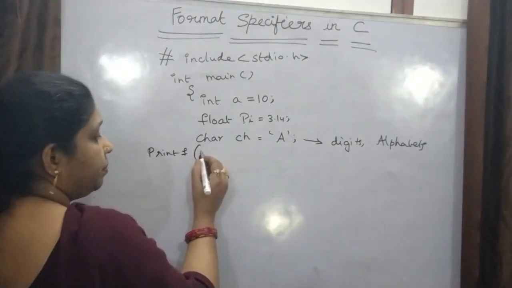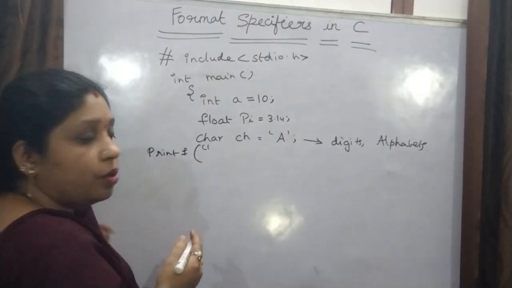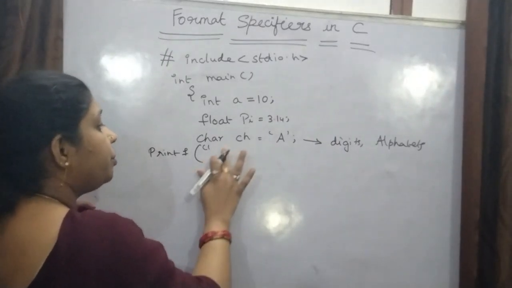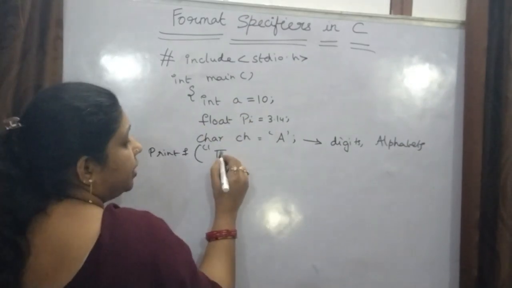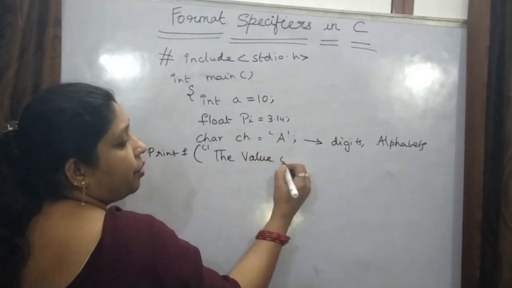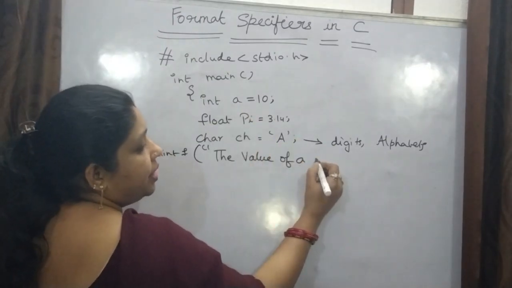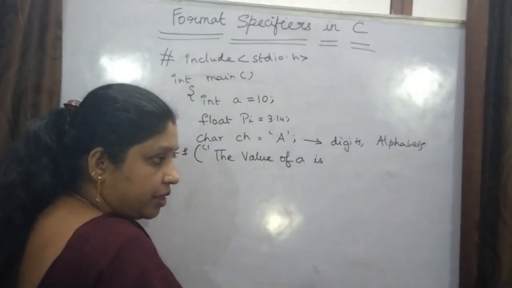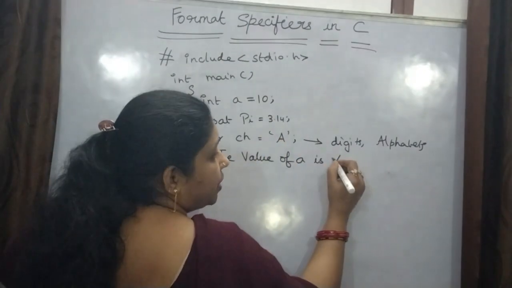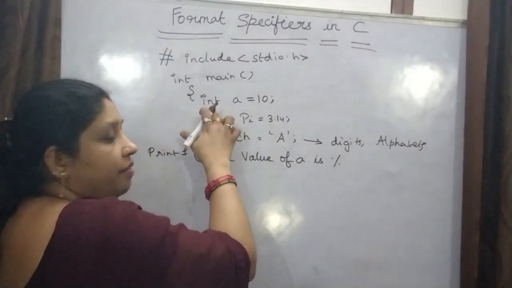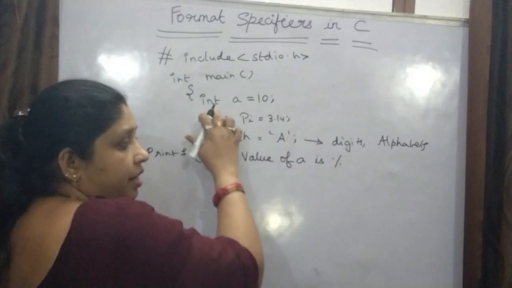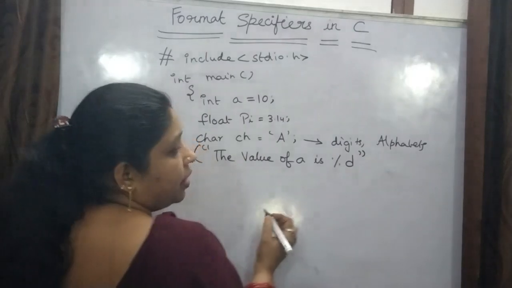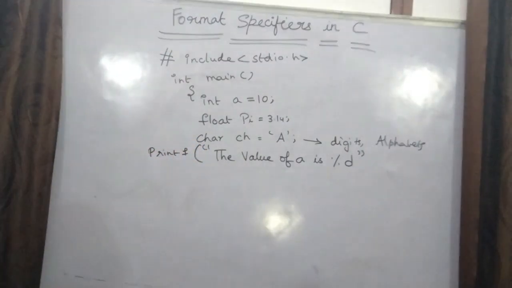Okay, printf, open the parenthesis, give double quotes. Now what do you want to print? I want to print the value of a is, and what do you want to print? 10. How does it print? If you give the format specifier, then only it will print. After the percent, which data type is there? The int data type. So for the int data type, d. Okay, understood? Like this you have to write the printf function.